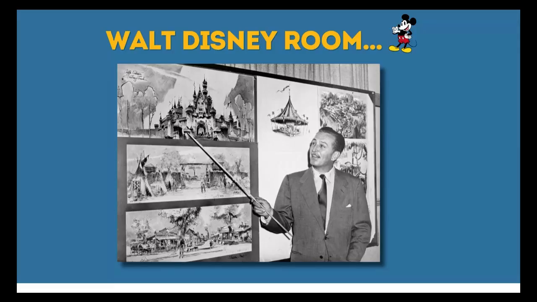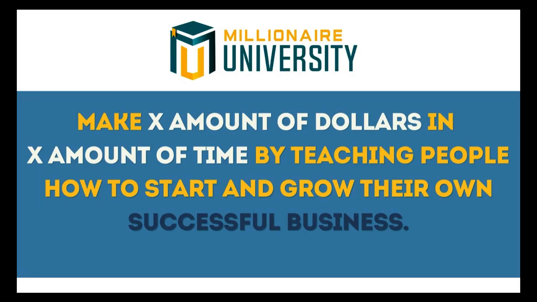Since Millionaire University is the business that is currently more top of mind, that has happened in more recent years, I'll give a couple examples that will help you see that your business plan is constantly evolving. When we started Millionaire University, it may have looked something like make X amount of dollars in X amount of time by teaching people how to start and grow their own successful business. From there, the how of that has grown and evolved and continues to evolve with time.